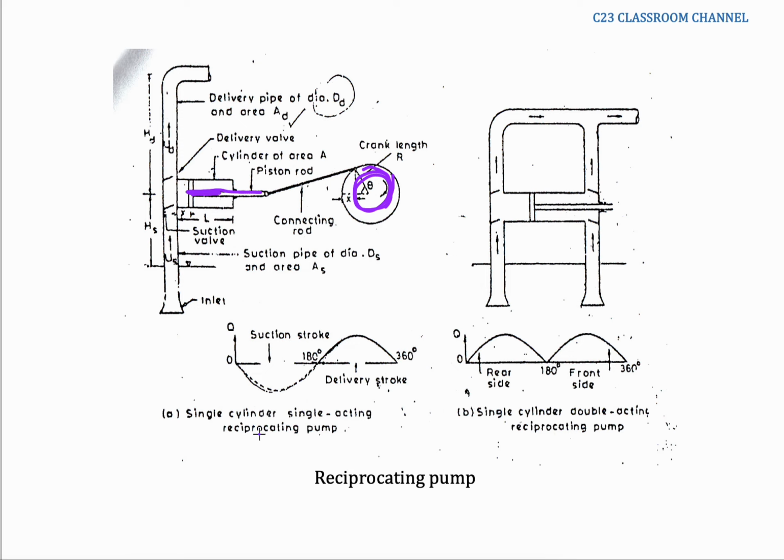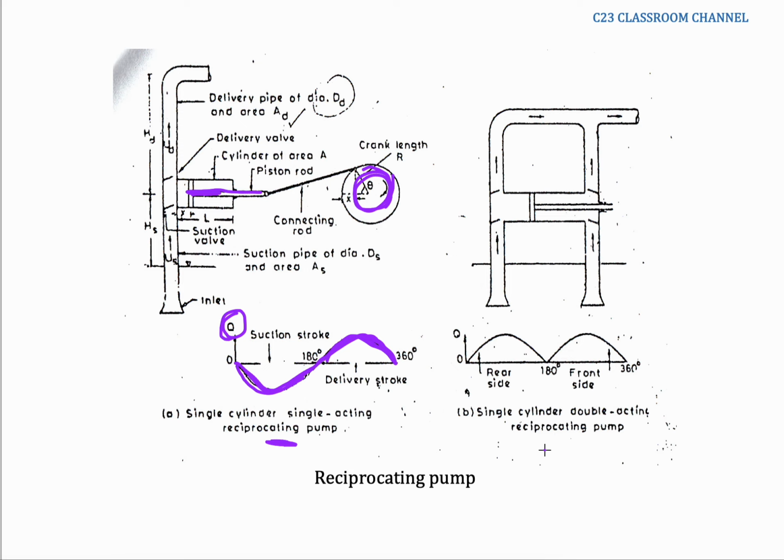And then you could imagine for a single cylinder, single acting reciprocating pump, there is only one motion at one time. So you could imagine the behavior of the flow rate Q here: when the piston sucks the water, there is no flow out. The negative flow rate here means fluid only fills the chamber. And then at the delivery stroke, only at this time will water flow in the delivery pipe.